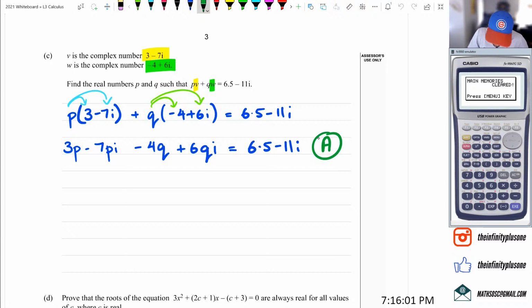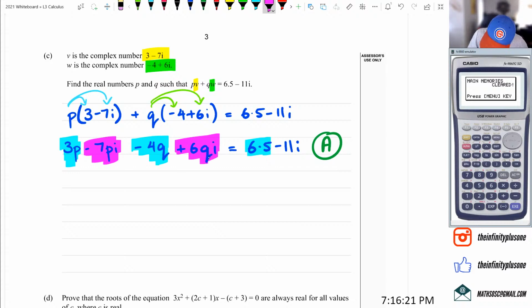Cool. So now that we've got the achieved part here, the next thing is collecting all the real values and then collecting all the imaginary values and putting them together. What do I mean by that? My real values are 3p, negative 4q, and 6.5. My imaginary values are negative 7pi plus 6qi and negative 11i. So I'm going to write them as 2 simultaneous equations: all the blue variables in one equation, and the pink ones, which are imaginary, in the second equation.